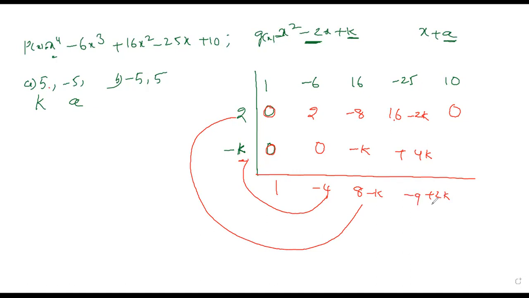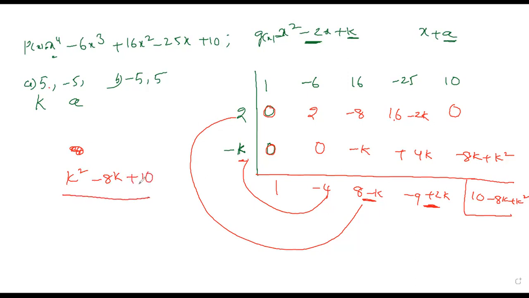Next, no need to multiply with this because here already 0 is there. We have to multiply this 8 minus k into minus k. That means minus 8k plus k square, minus 8k and k square. So this is our remainder. What is it? 10 minus 8k plus k square, that is k square minus 8k plus 10. If you factorize this, you will get the k value.